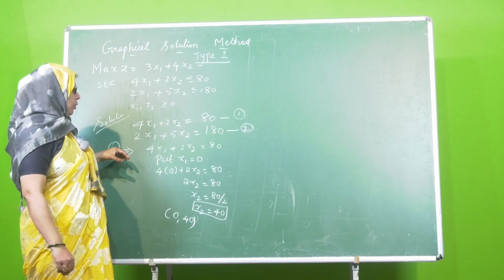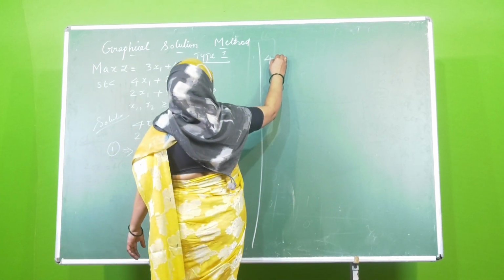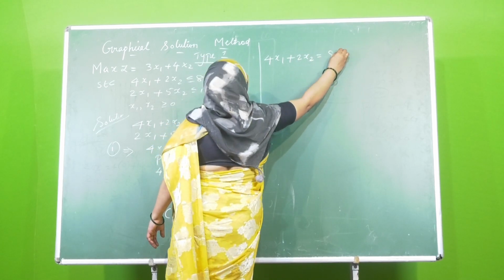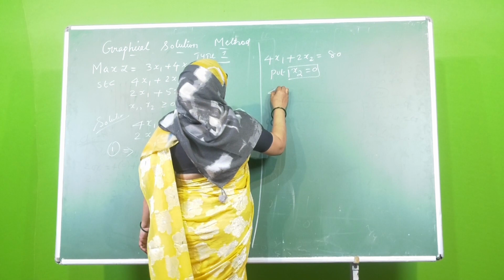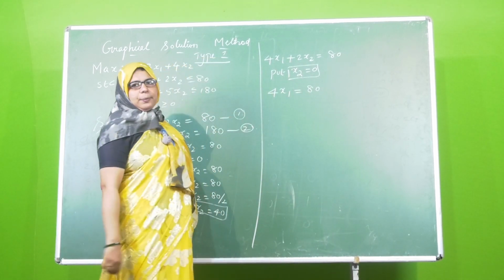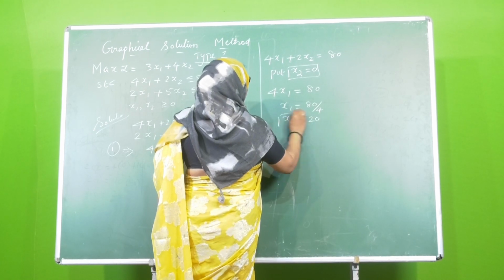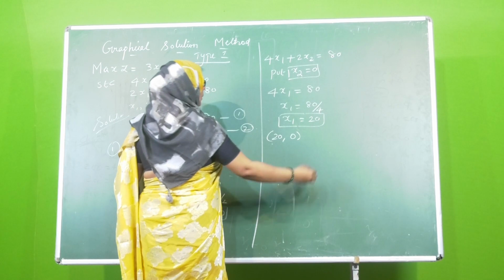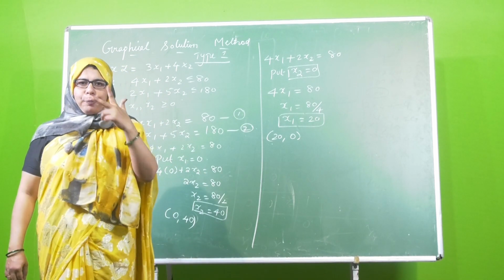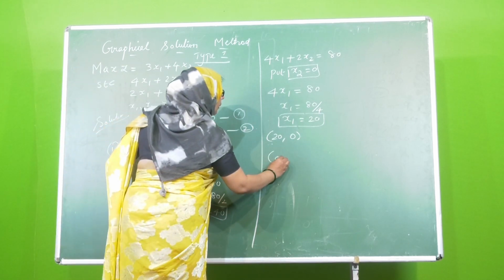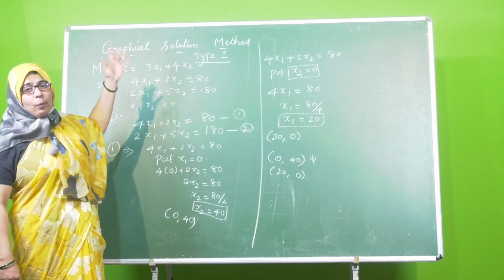Next, in equation 1, we put x2 is equal to 0. 4x1 plus 2x2 is equal to 80. Put x2 equal to 0, so 4x1 is equal to 80, x1 is equal to 80 divided by 4, x1 is equal to 20. So 20, 0. In equation 1 we are getting two pairs of points: 0, 40 and 20, 0.